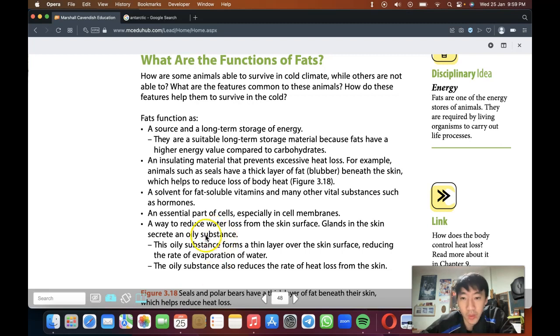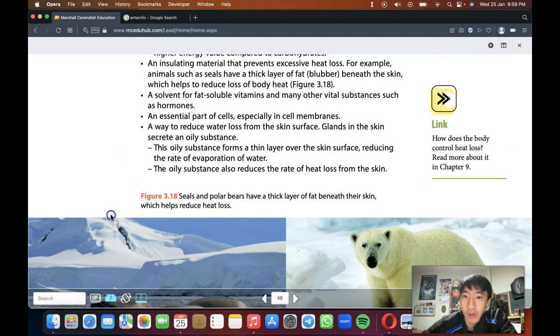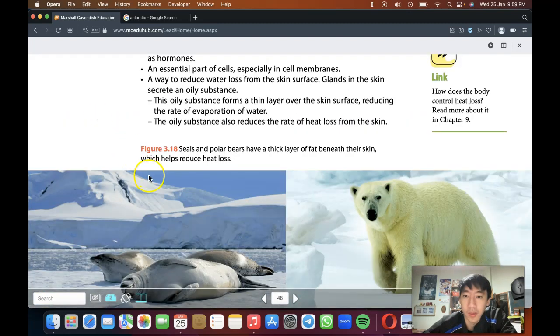Okay, so different animals produce different things. Some animals have more oily skin, some animals less. Even for humans, we do have a thin layer of oil. When we sweat, it does secrete a little bit of oil on our skin. But most of the time you feel uncomfortable with that, so you wipe it off your face. Okay, so yes, this is a seal. This is the polar bear.